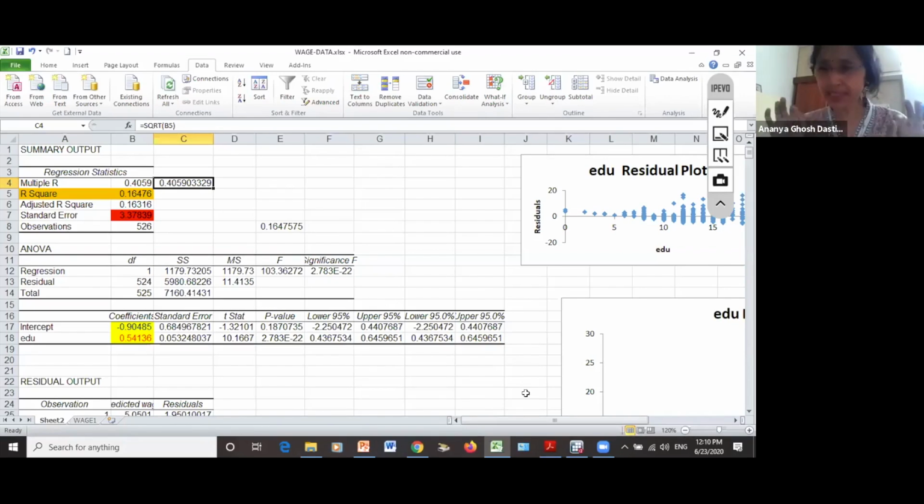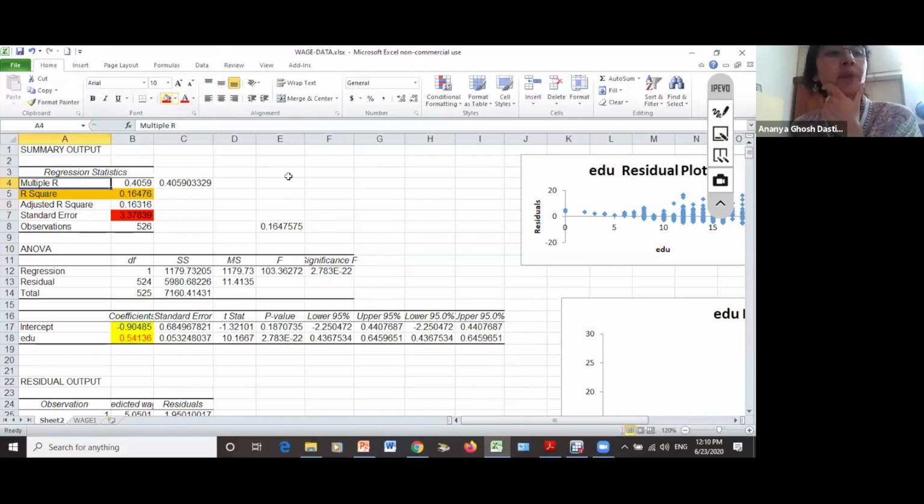Let me just point out one thing. There were many questions on multiple R. Multiple R is something that is reported as part of your regular regression results, which I've highlighted in orange on my screen right now. You can see that multiple R is 0.4059.